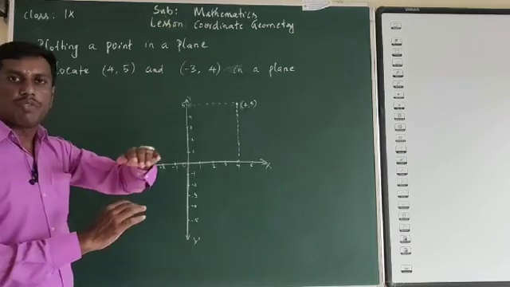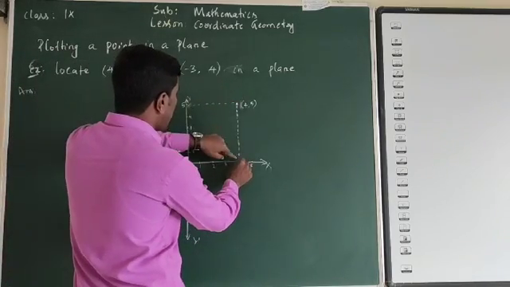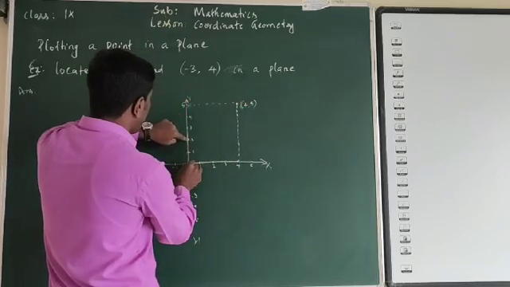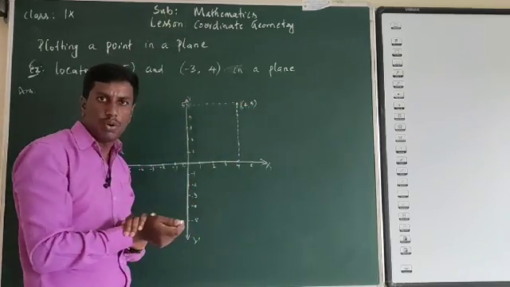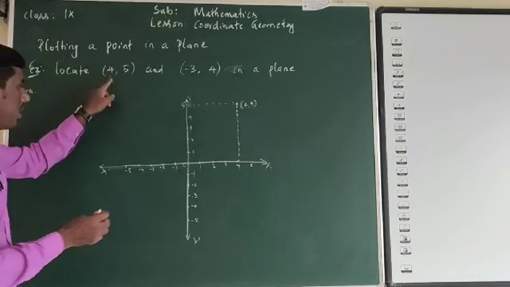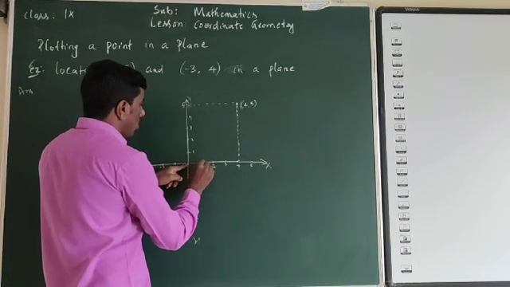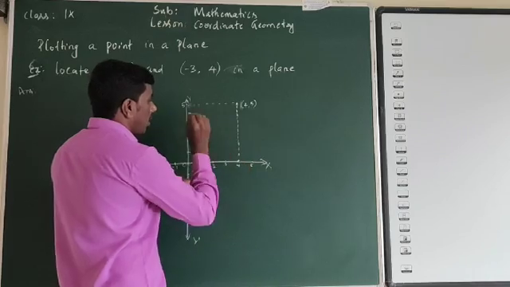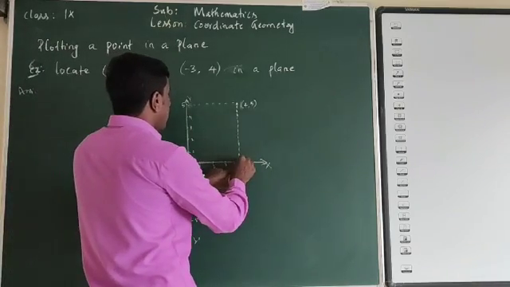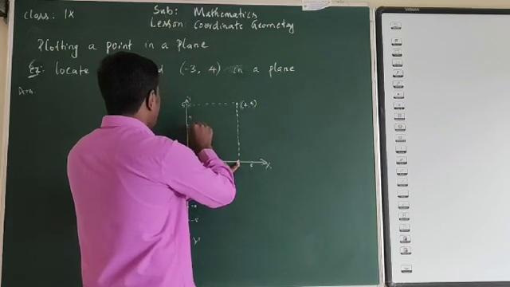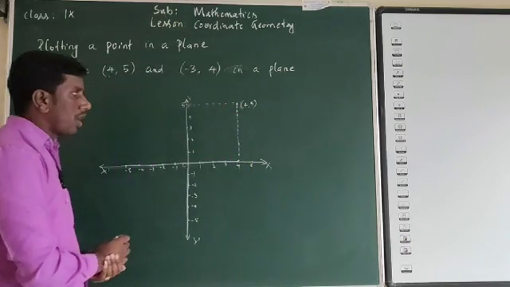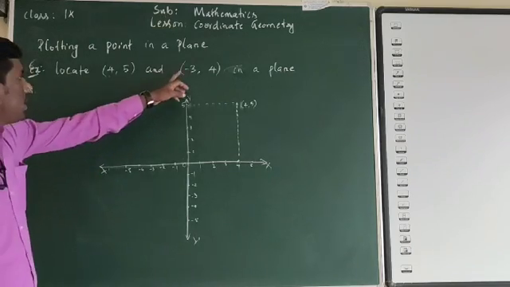So, perpendicular distance from the x-axis: 5 units. Observe, 1, 2, 3, 4, 5. So what you need to do is look at the value of the x coordinate along the x-axis: 1, 2, 3, 4. Mark a point. Then from there, the y coordinate is 5 units, so 1, 2, 3, 4, 5.